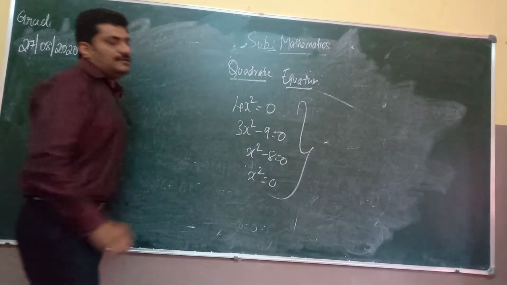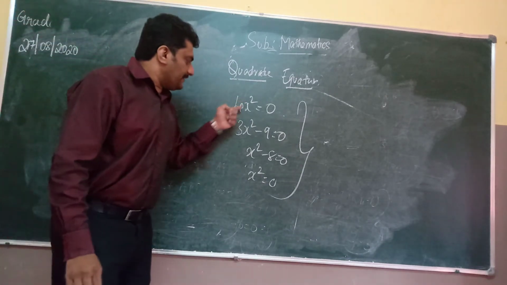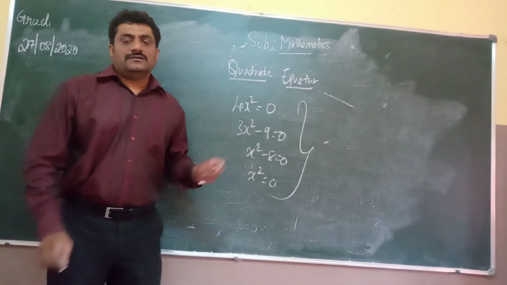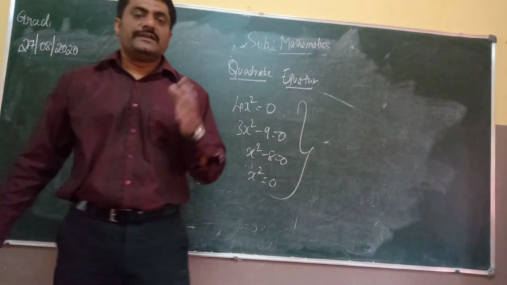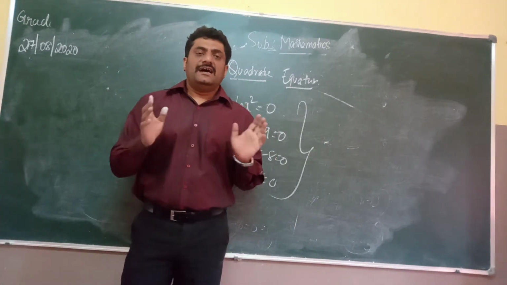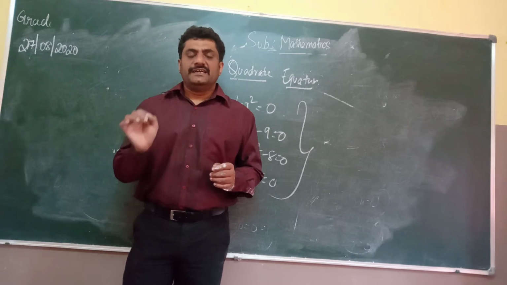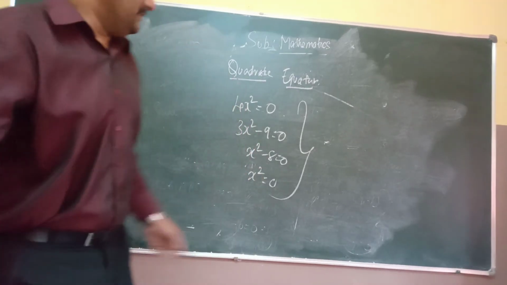All these are examples of quadratic equation. In everything, the highest power is 2. So, what do you understand by a quadratic equation? It is an algebraic expression or an equation wherein the highest degree has to be 2. The moment you see highest degree equal to 2, it becomes a quadratic equation.